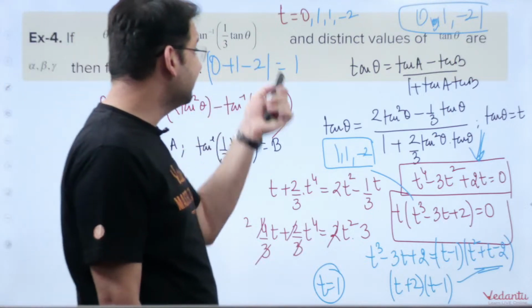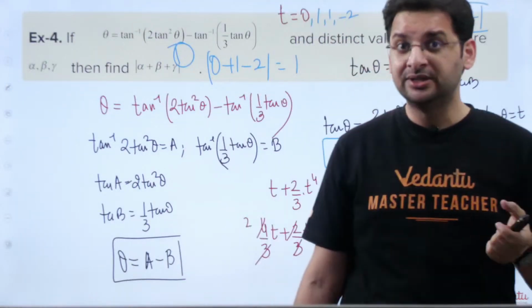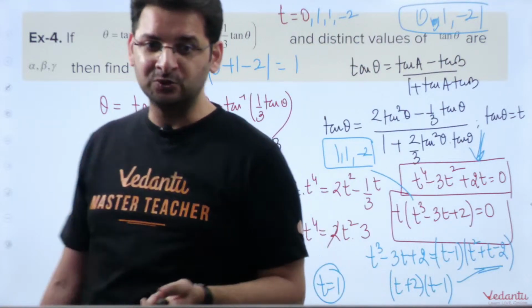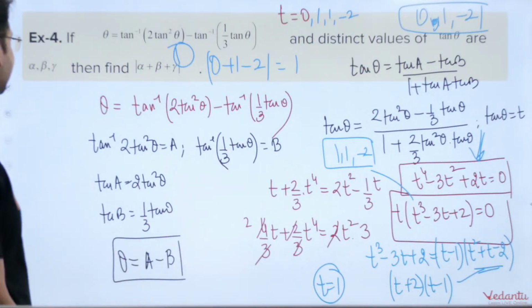So 3 values of tan theta: 0, 1 and minus 2. 3 distinct values of tan theta are going to be 0, 1 and minus 2. Got it? Super. So this was question number 4.